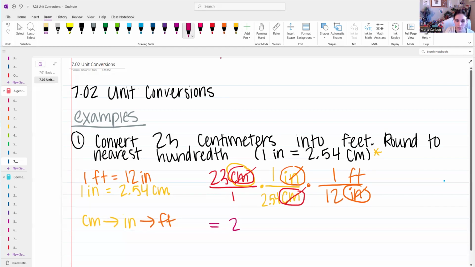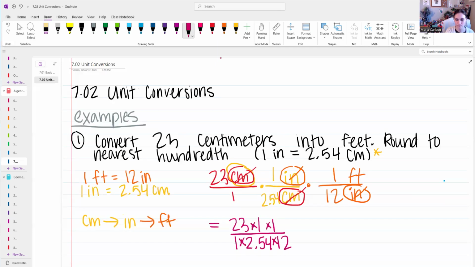So I'm going to multiply 23 times 1 times 1, multiplying the numbers in the numerator, and then I'll multiply 1 times 2.54 times 12. And this is all multiplication. Maybe I'll draw the times symbol. Okay, so 23 times 1 is just 23. And then 1 times 2.54 is 2.54 times 12 is 30.48. And again, our units here are feet.